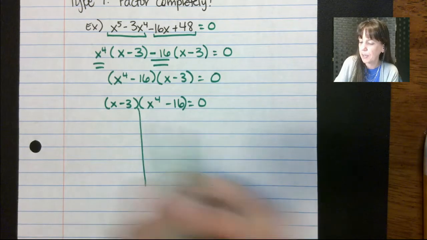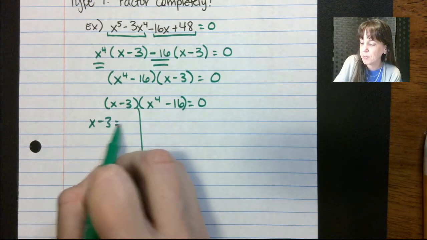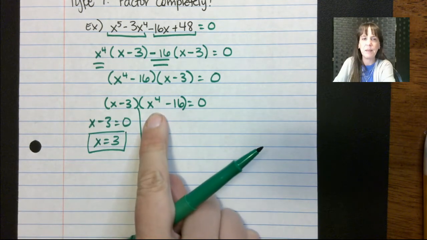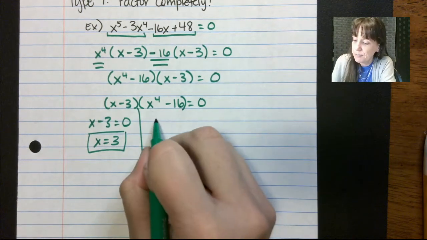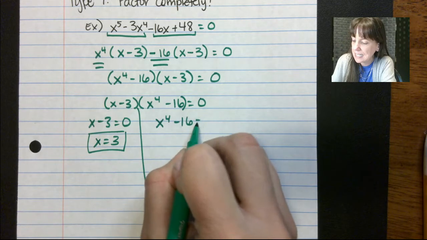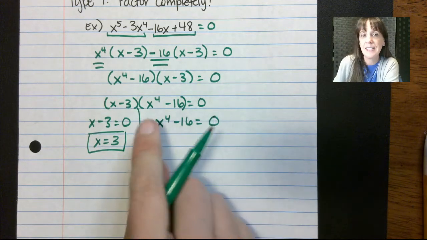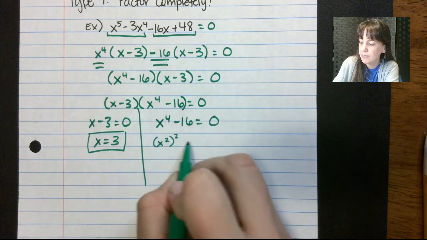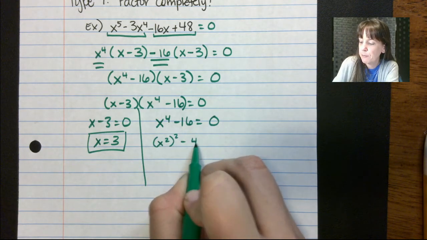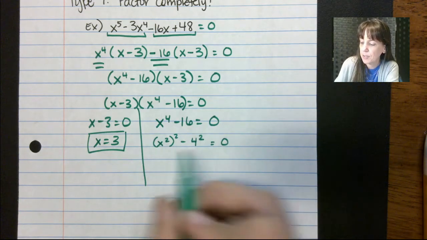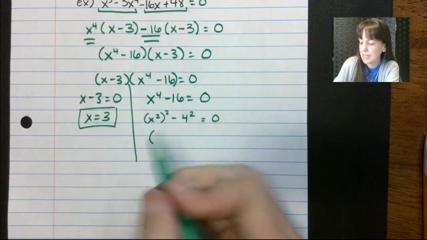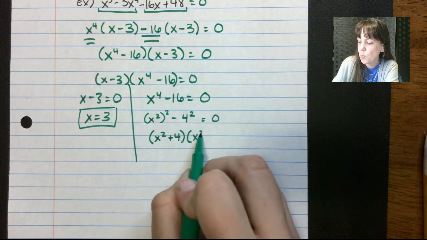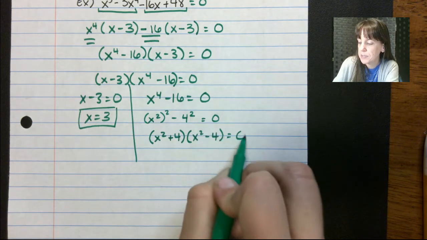So use our zero product property, x minus 3 equals 0, which means x equals positive 3. Let's get that guy out of the way. Now we have this one, x to the 4th minus 16 equals 0. Remember, this is a perfect square minus a perfect square. It's x squared squared minus 4 squared equals 0. So that factors to be x squared plus 4, x squared minus 4 equals 0.